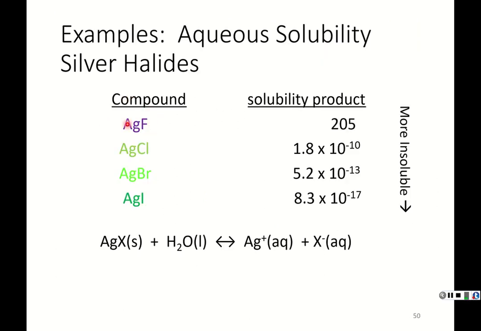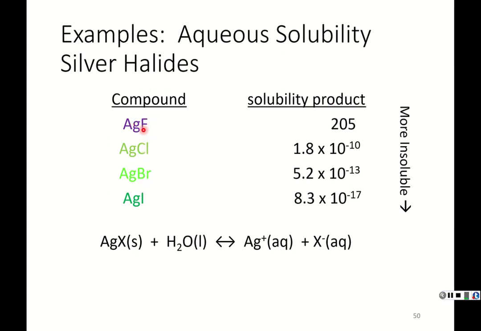Here we have an example. We're combining silver with different halogens, and silver is a soft acid. When silver is combined with fluorine, the hardest base, we get a pretty large solubility number, at least relative to the other compounds. So it has the highest solubility product, which means it's the most soluble, which means it has a weaker bond between the silver and the fluorine.